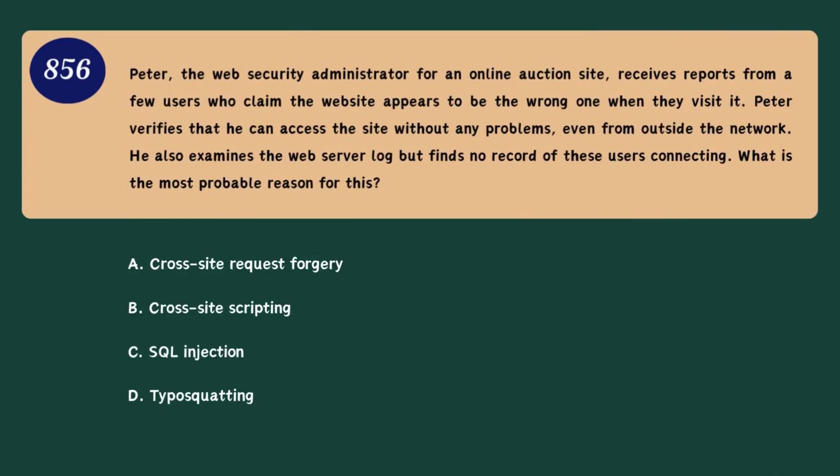Question 856. Peter, the web security administrator for an online auction site, receives reports from a few users who claim the website appears to be the wrong one when they visit it. Peter verifies that he can access the site without any problems, even from outside the network. He also examines the web server log, but finds no record of these users connecting. What is the most probable reason for this?